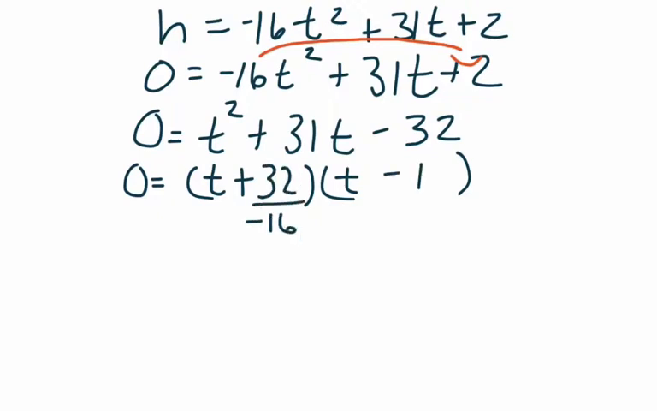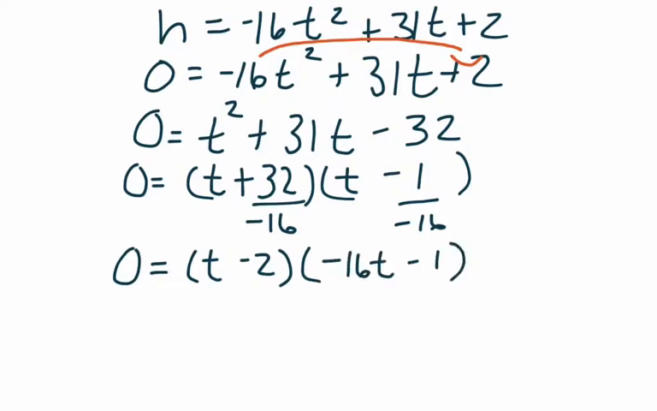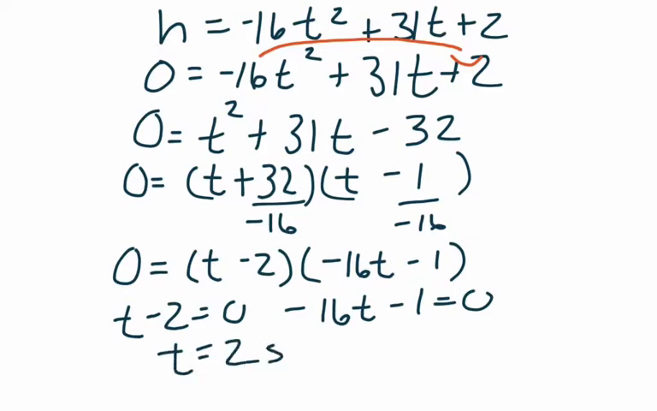And then make sure that you do divide out whatever it was that you multiplied by. Here in the left-hand factor, 32 divided by negative 16 is negative 2. And on the right-hand factor, I'm going to go ahead and slide the negative 16 back. And we set each factor equal to 0. That's our zero product property. Add 2 to both sides, so I get 2 seconds as one of the answers. And for the other, that's negative 16t, add 1 to both sides, and then divide both sides by negative 16. And I'm going to do that on my calculator.